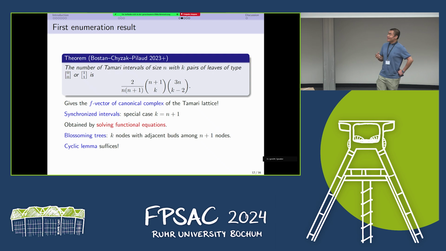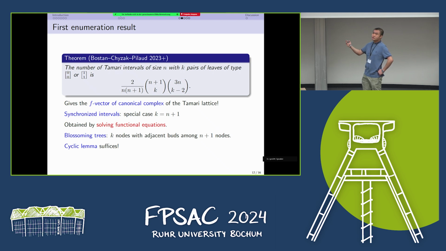Using this, we rediscover a recent result from Alin Bostan, Frédéric Chyzak, and Vincent Pilaud on the number of Tamari intervals of size n with k nodes either of type 0, 0, or 1, 1, and it was given by this very nice formula. But why are they interested in it? It is because it gives the f-vector of the canonical complex of Tamari lattices. And this also generalizes what we call the synchronized intervals, which are intervals with only nodes of type either 0, 0, or 1, 1. So they're always the same, so synchronized. This is the special case k equals n plus 1.